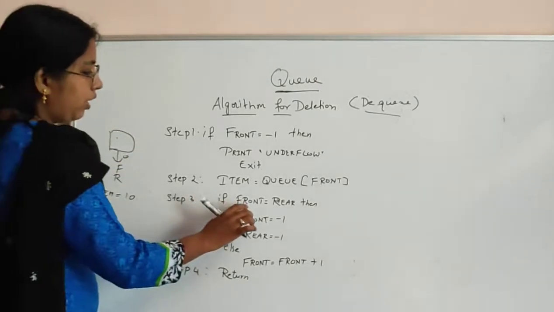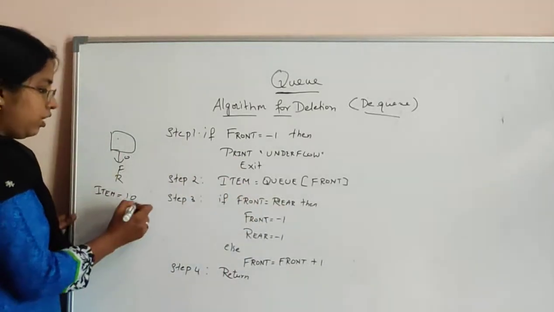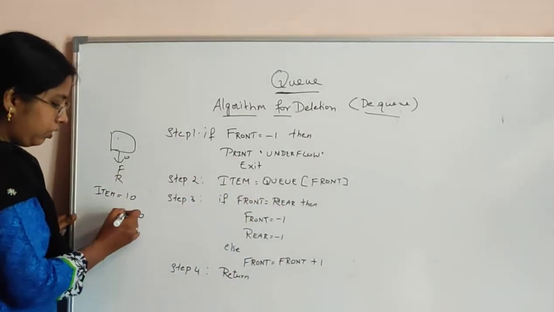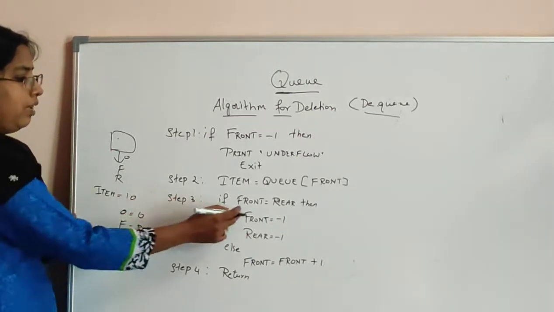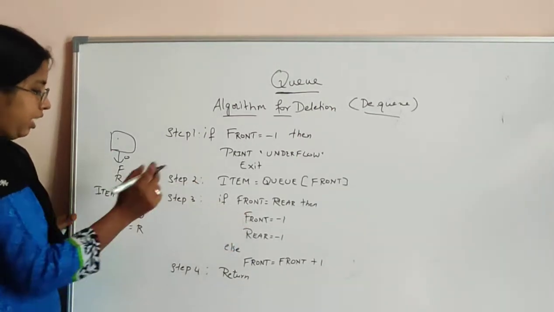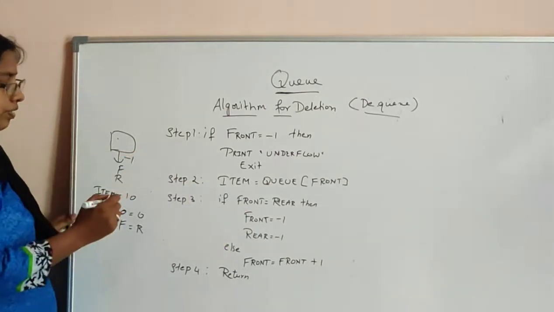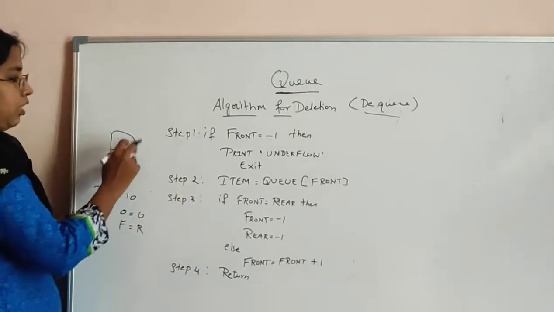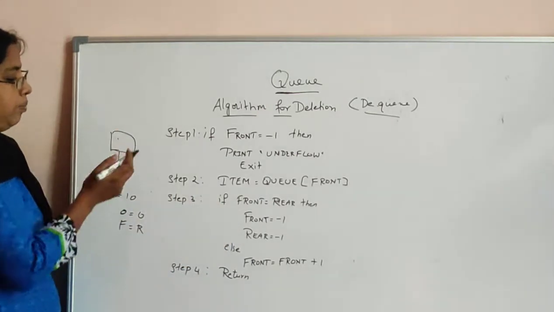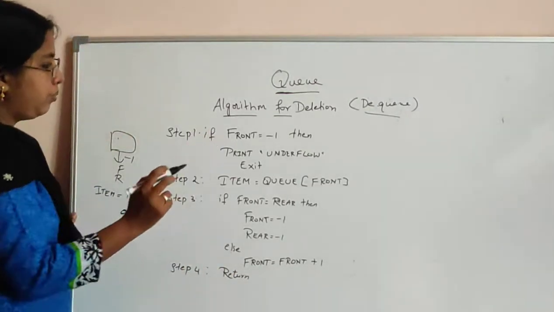Now what will it do? It will come to the next condition: front is equal to rear. Front value is 0 and rear value is also 0. Both are equal. Now what will it change? It will change the front value and rear value to -1. Okay, then if it is -1, what does it mean? That the queue is empty. No more elements are there to remove from the queue. And it will return to the main program.